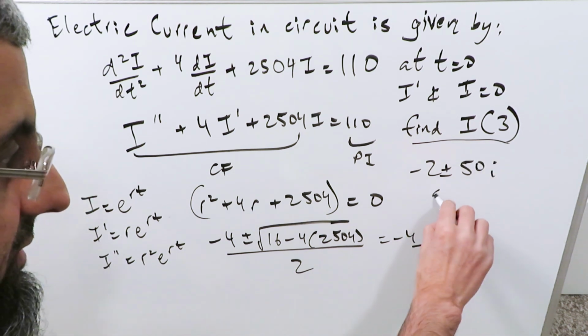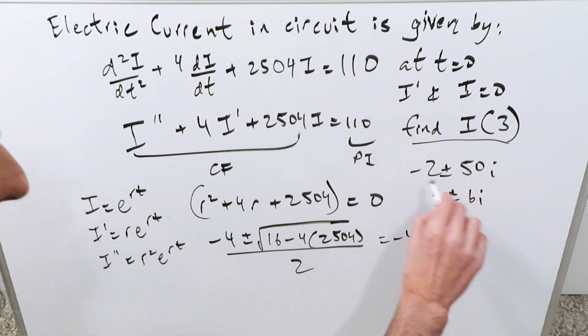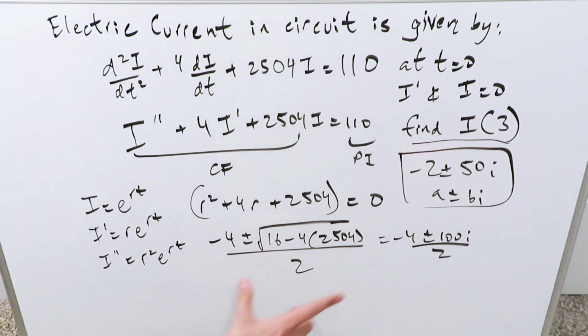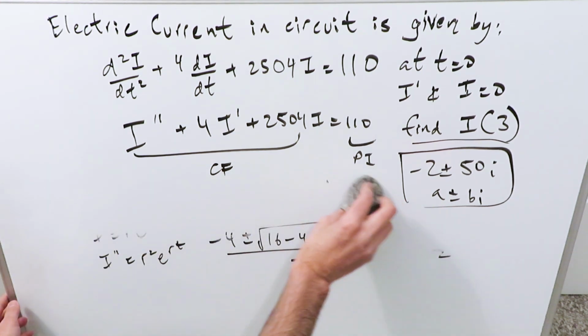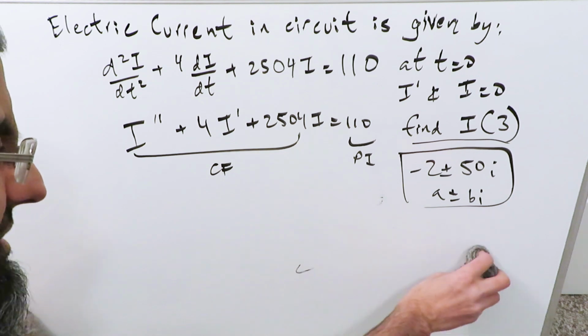Complex conjugate solutions, a plus or minus bi. This right here is what we're getting as our solutions for this differential equation when you treat it as a homogeneous differential equation. Now what we have to do is present our answer in terms of a complementary function, then we'll proceed from there.